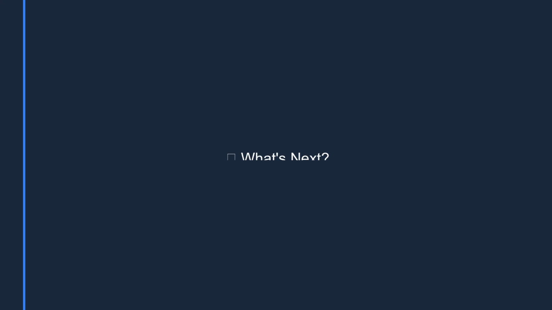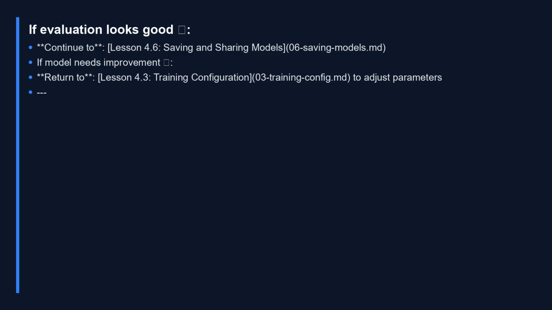What's next? 2 paths from here. If your evaluation checks out, loss curves look healthy, outputs are clean and consistent, scores are strong, move forward to lesson 4.6, where you'll save your model in formats ready for deployment and sharing. If the model needs work, overfitting, format inconsistency, not enough improvement over baseline, head back to lesson 4.3 to adjust your training configuration with what you've learned here. Either way, you now have the diagnostic tools to know which path is the right one.